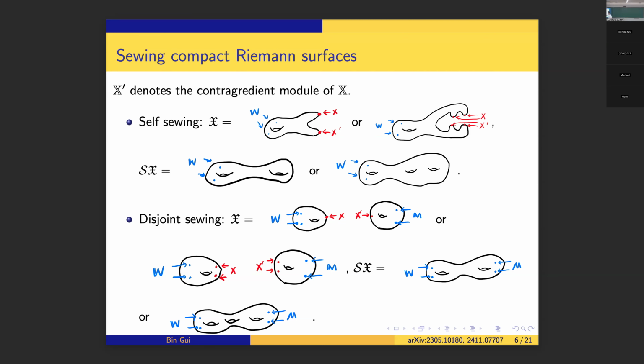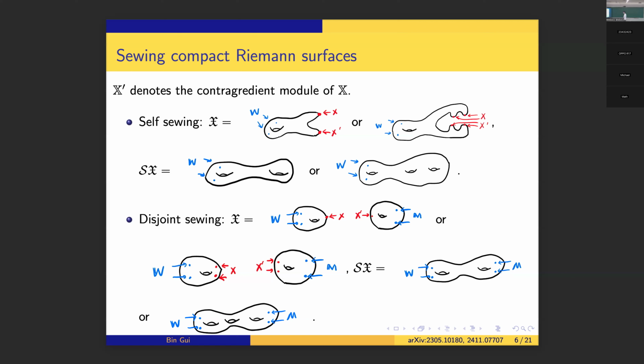So the other settings are similar. You glue them together, originally you have two components. Each component is genus one. You glue them together, you will get a, well, sorry, forget this one. You just look at the bottom. Here you get a genus three surface. Okay, so forget this one. The sewing of X should be this genus three surface. So the sewing of the top one is this. The sewing of this one is this, and the sewing of this one is that one. Okay.